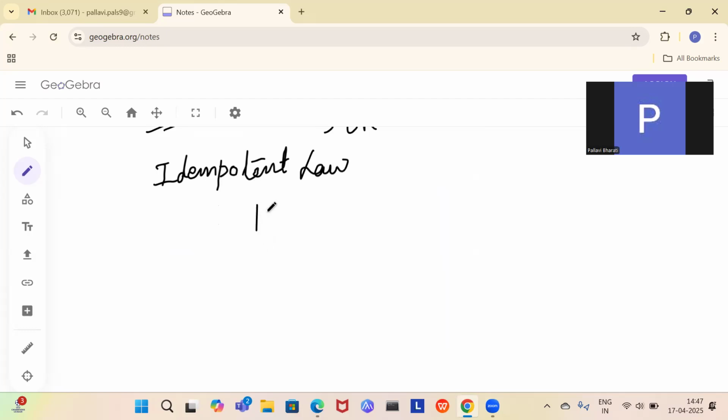Idempotent law says p plus p equals p. Again, the same thing. Here you will take 0, 1 or 1, 0. Because of this plus, it's going to be p. If you take both zeros in that case also, or if you take both ones in that case also, the value is going to be p itself. So p plus p is equal to p.